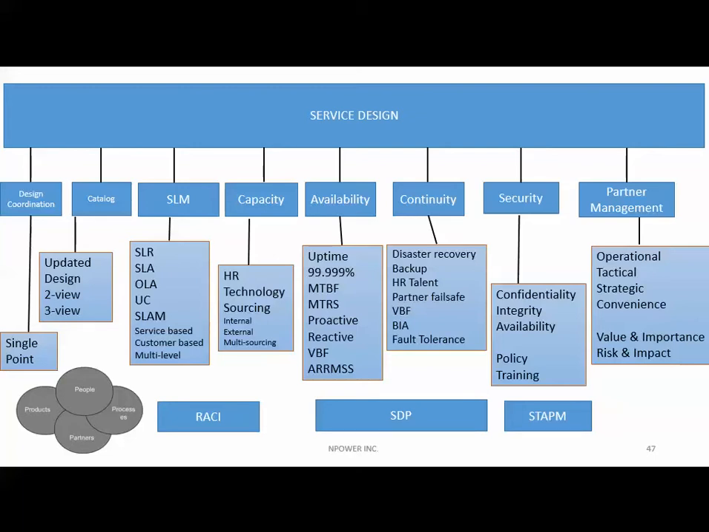Okay, within continuity, we're thinking about disaster recovery. We're not going to wait until an earthquake hits. We're going to have a plan of what we're going to do when an earthquake hits. I tell you what I'm going to do if an earthquake hits: I'm running out of that door, and I don't know about you guys.